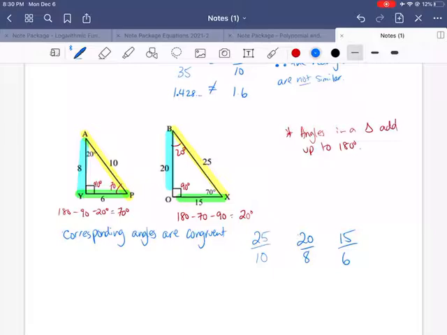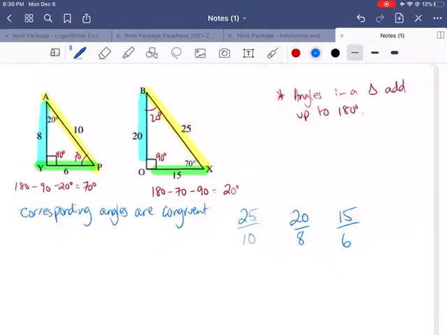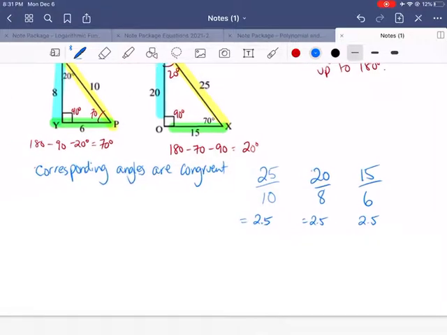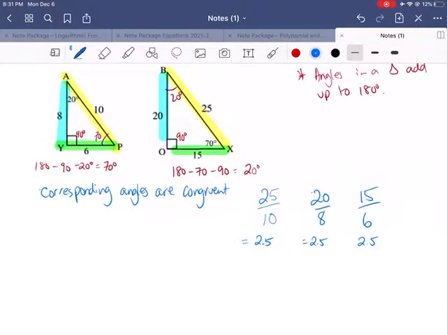So check your proportions here. This is going to simplify to 2.5. This is going to simplify to 2.5, and this will also simplify to 2.5. So because that's the same proportion, you can say that, therefore, the corresponding sides are proportional.